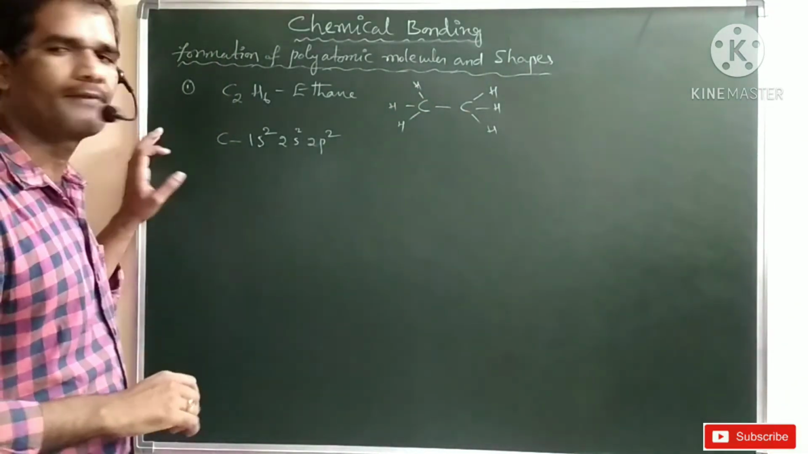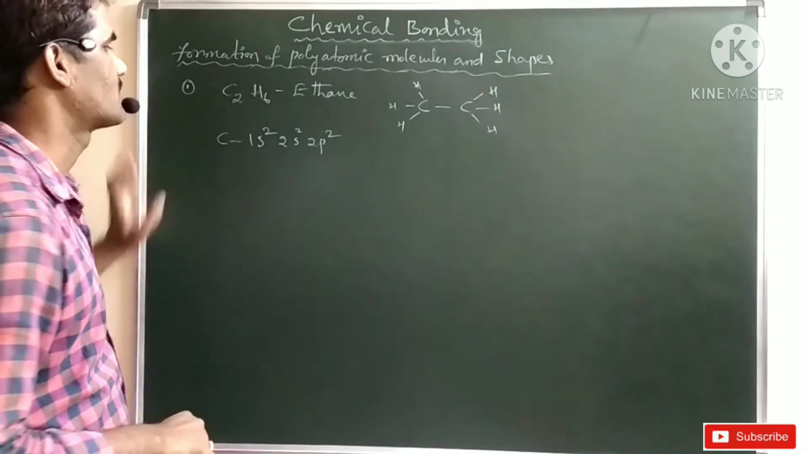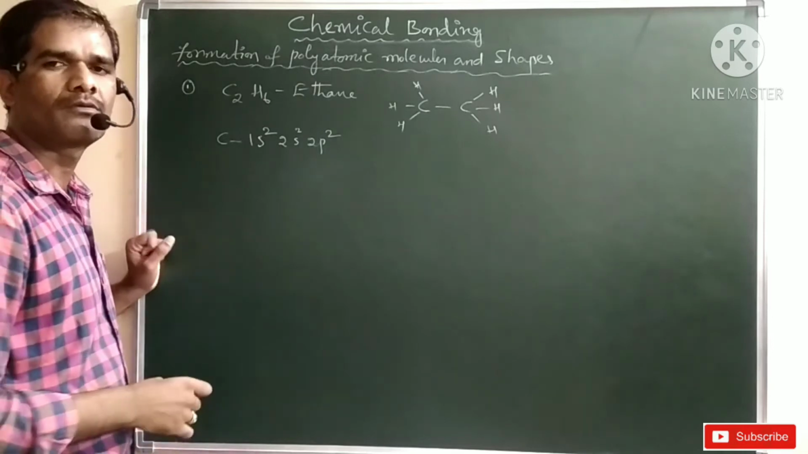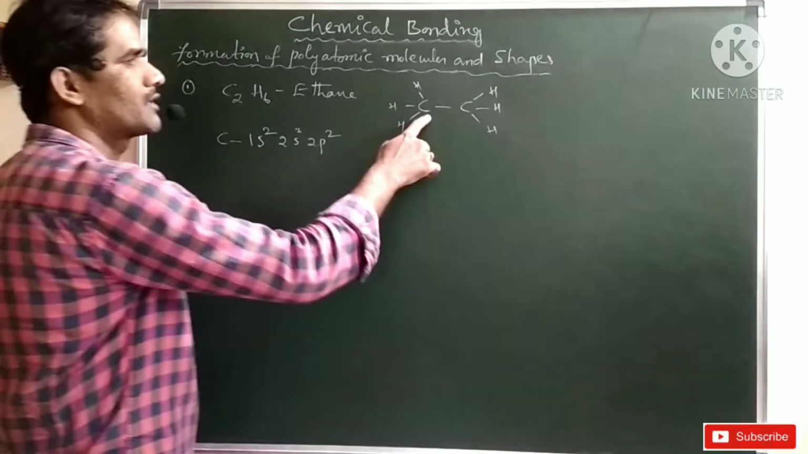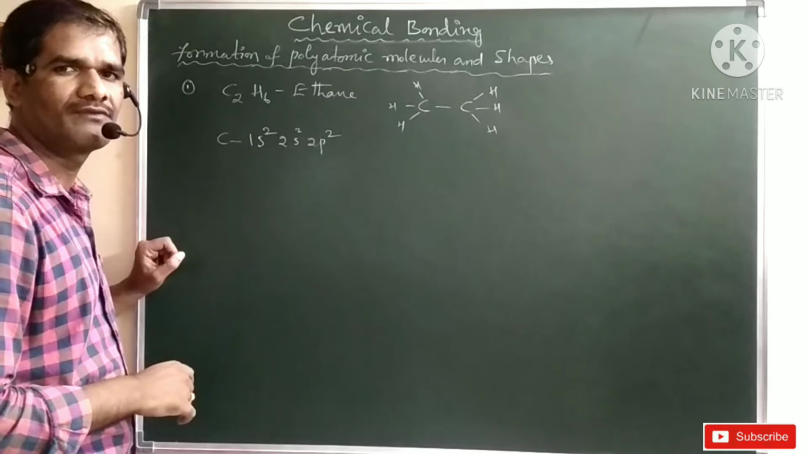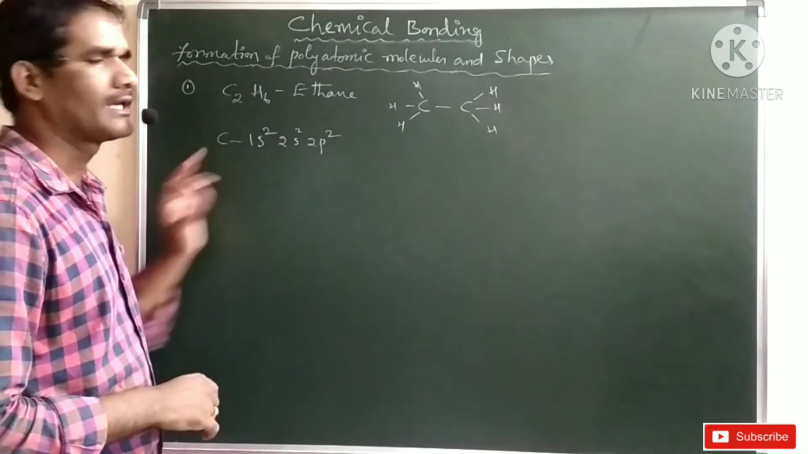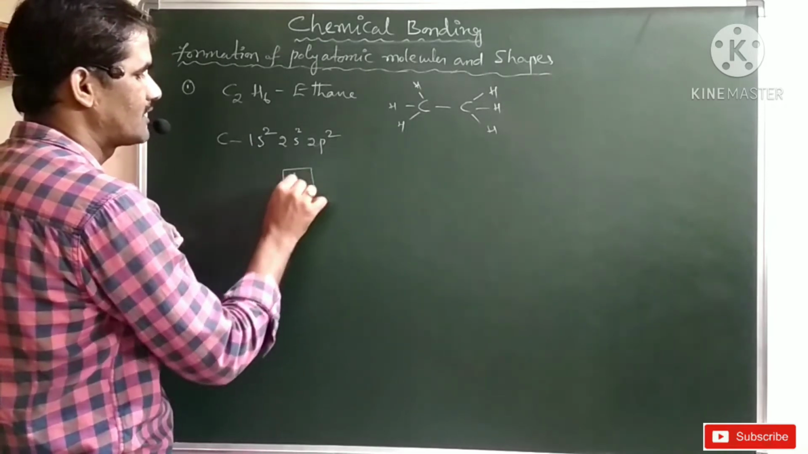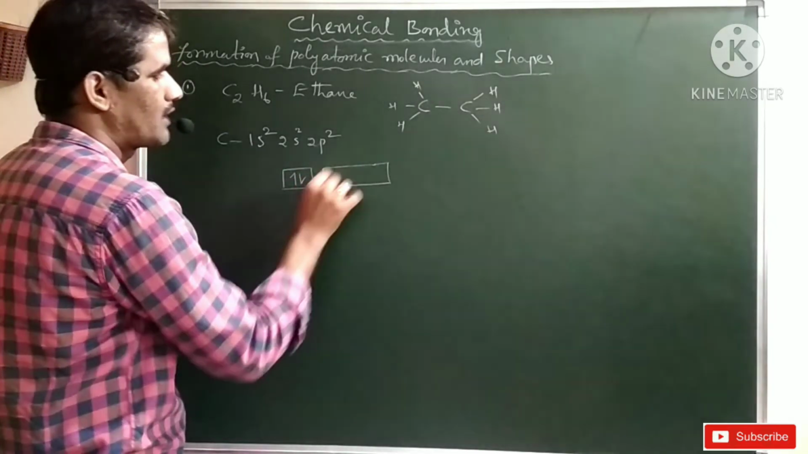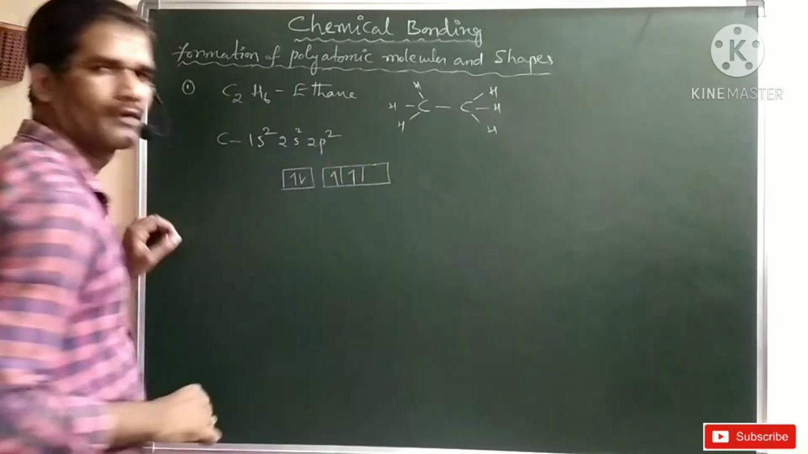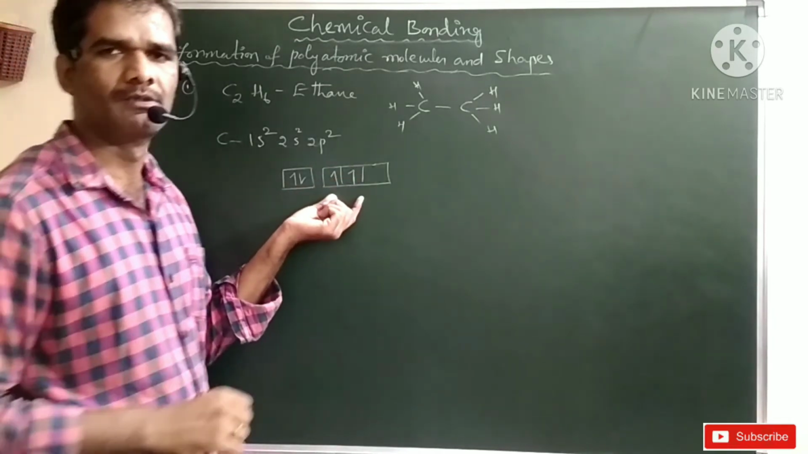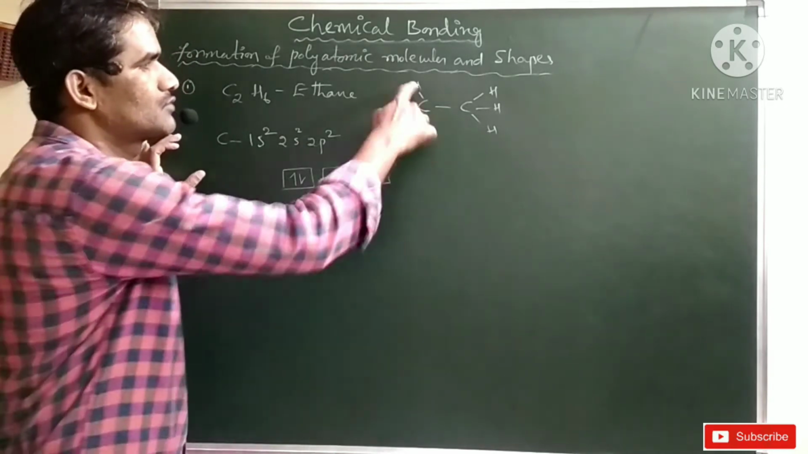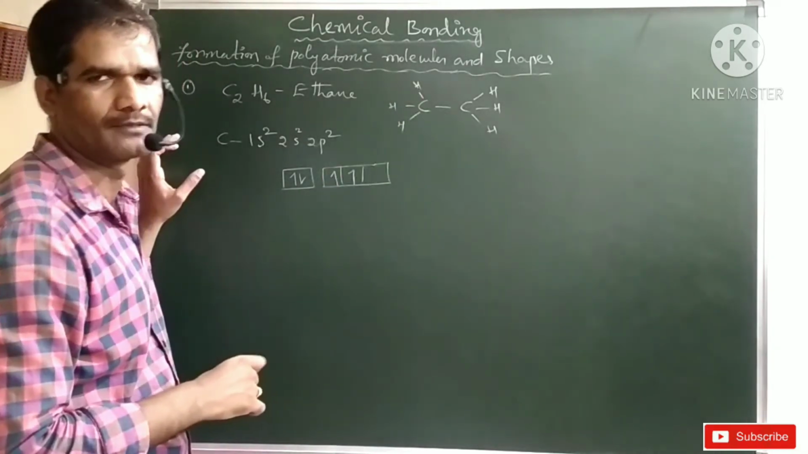So if you apply the valence bond theory and hybridization concept, each carbon is forming 4 bonds. So now each carbon requires 4 unpaired electrons in the valence shell. According to the electronic configuration of carbon, the valence shell is 2s2 and 2p2. We have only 2 valence electrons available in the valence shell of the carbon atom. We require 2 more electrons to make 4 bonds around the carbon atom.